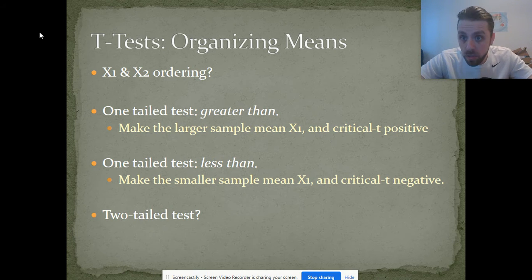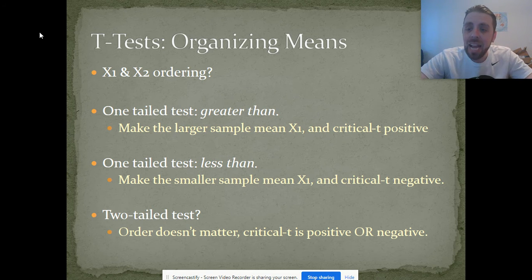If you have a two-tailed test, it doesn't matter. Put them in whatever order you want, and you need to understand that the critical t is then the positive or the negative version of what you look up on that table. Nothing too complicated there. You just have to take steps to organize things appropriately.